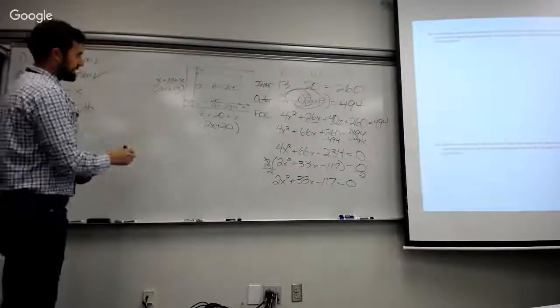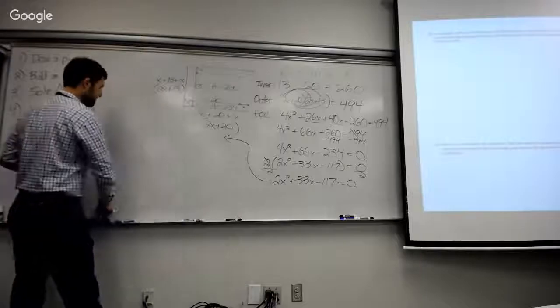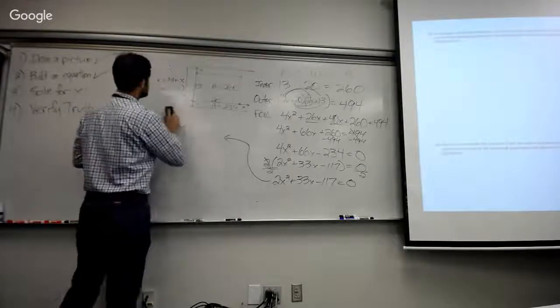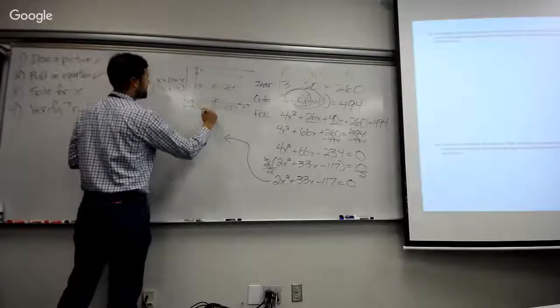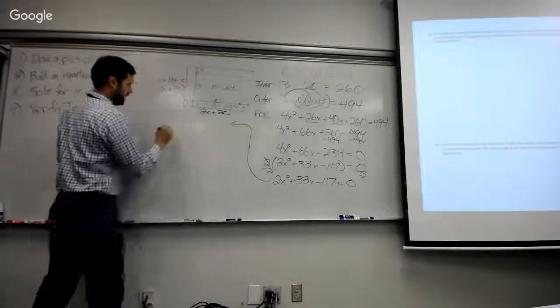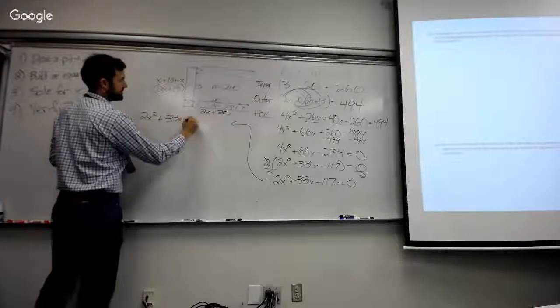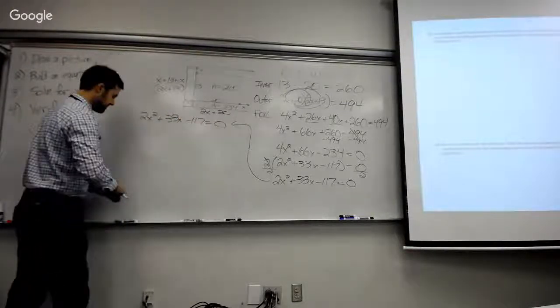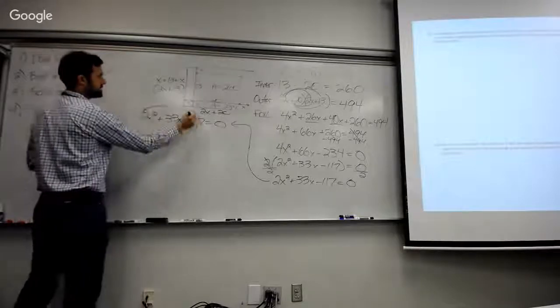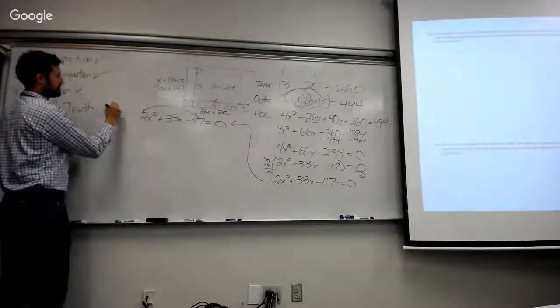Because I'm almost out of room right there, I'm going to bring this up here so that I can continue working with all of you. And I'm going to rewrite that too so that it's a little out of the way. There we go. So continuing on our merry way, 2x squared plus 33x minus 117 equals 0. So we're going to factor 2 times 117. What is that? It's 234. Negative 234.